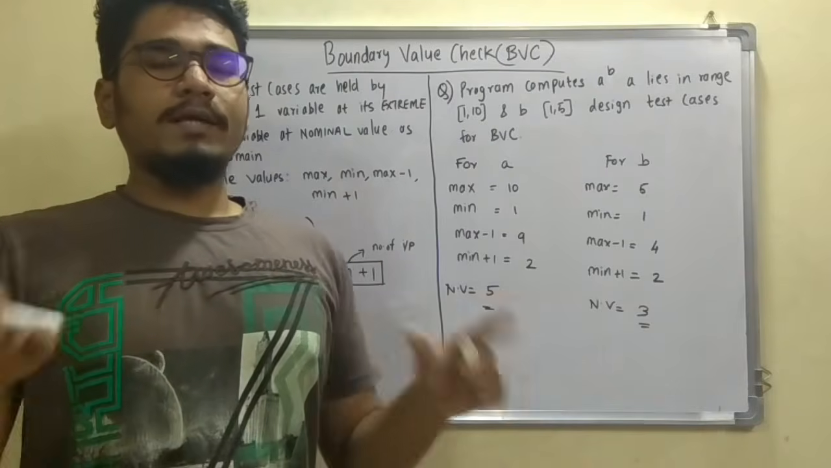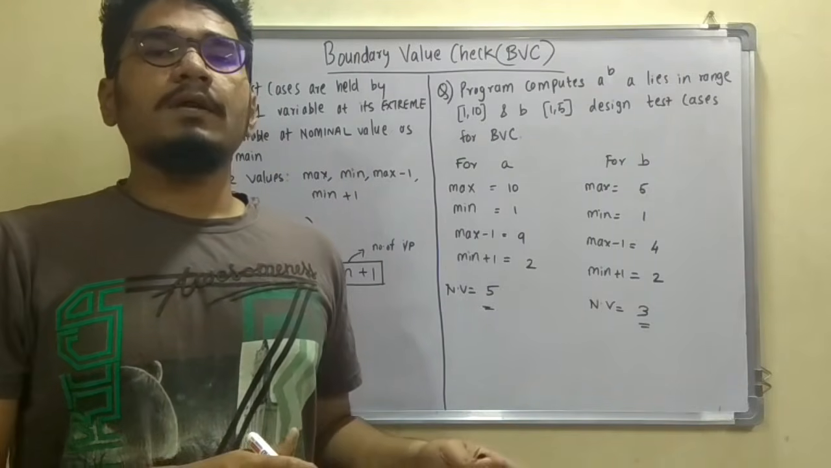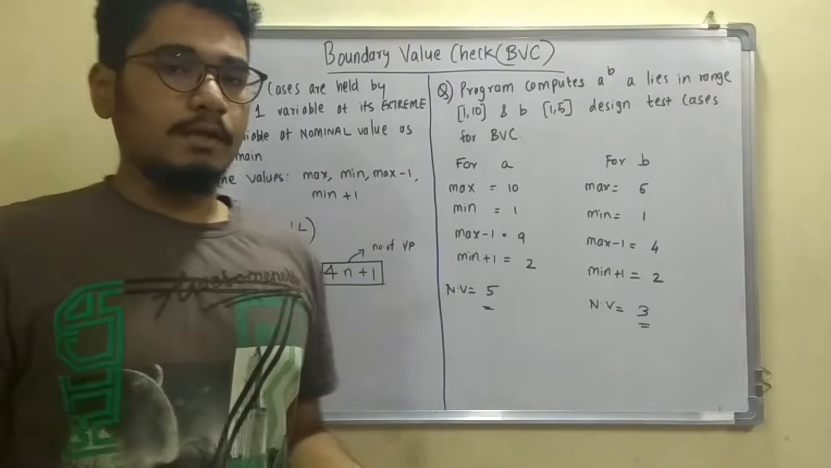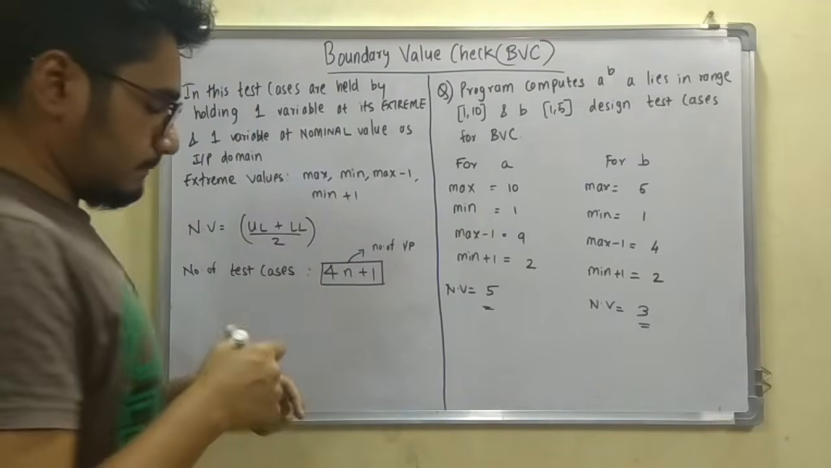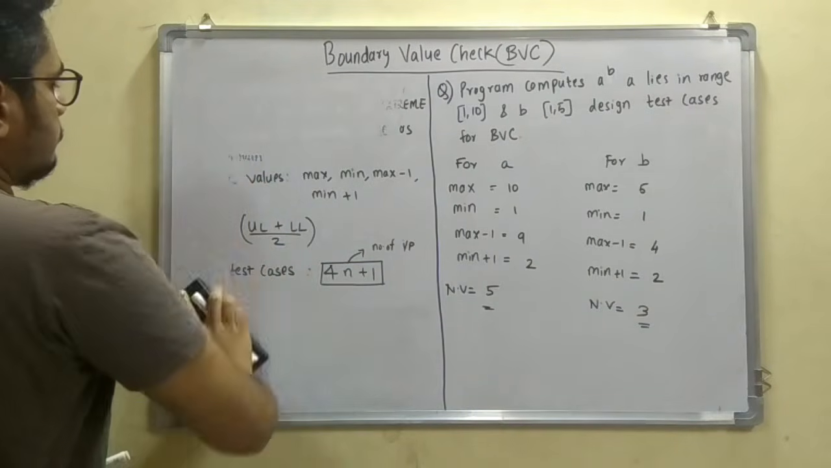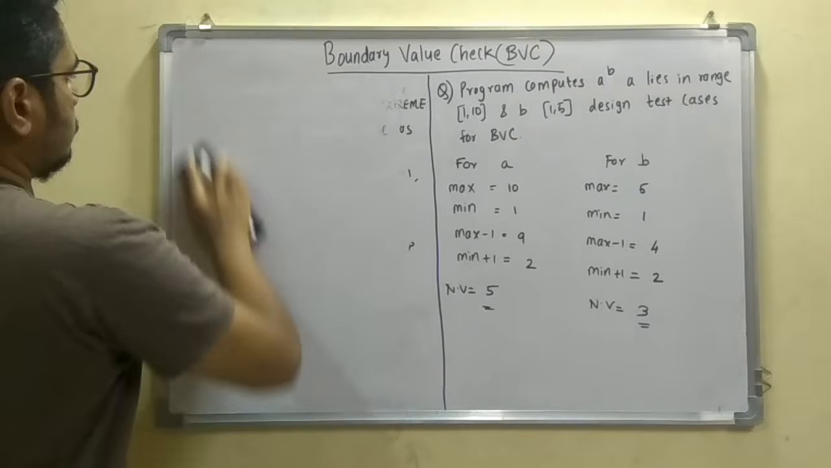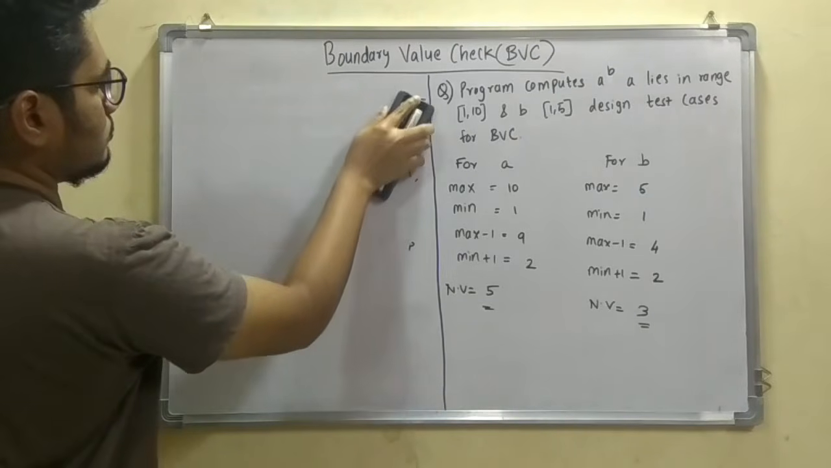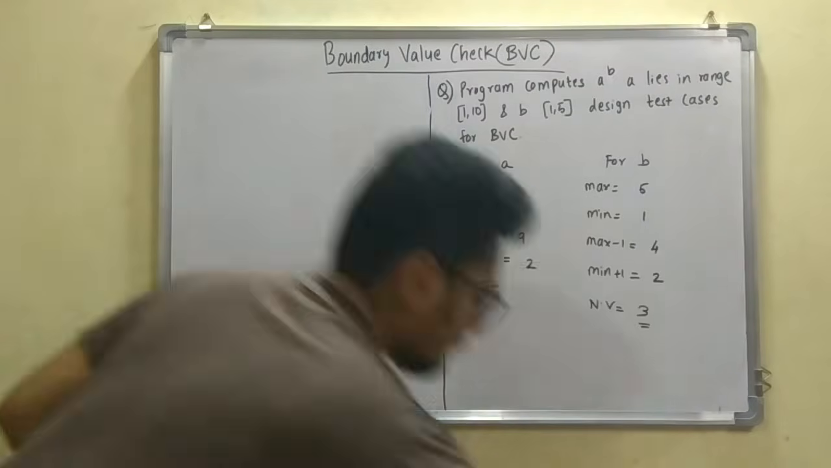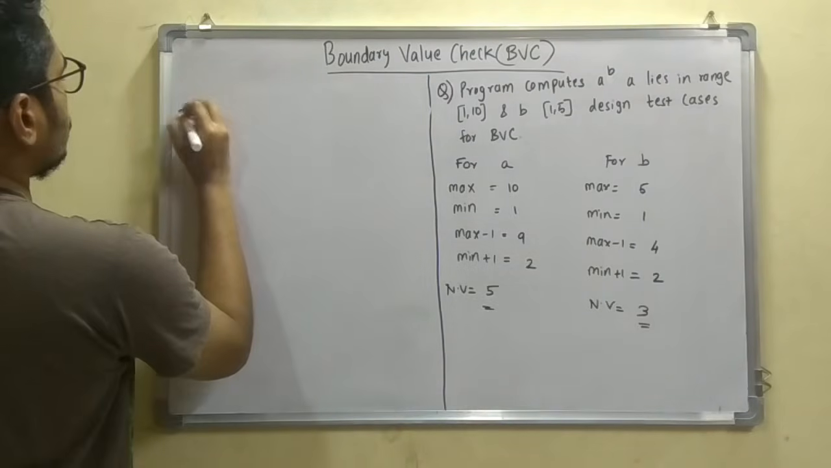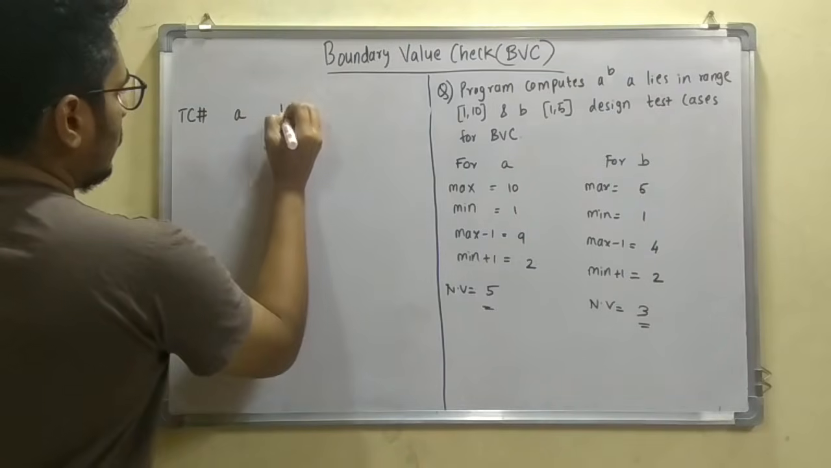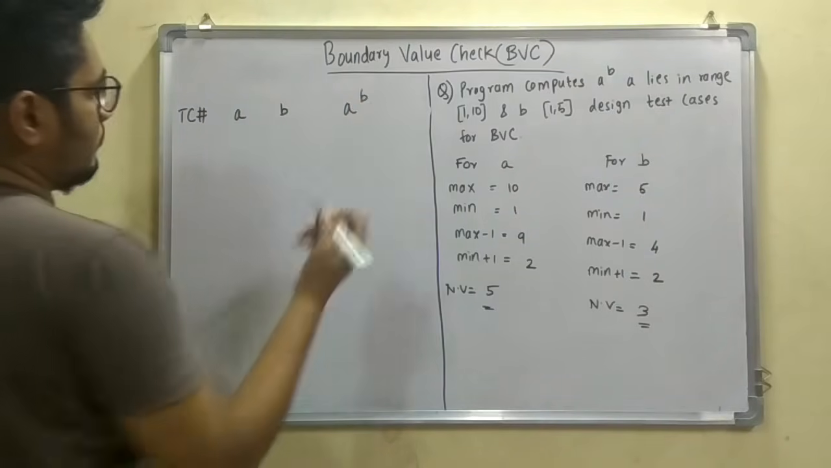Now we have to construct one table consisting of the test case number, the input A, the input B, and the final result that we will be calculating. So let us construct that table. First we have the test case number or the test case ID, the input A, input B, and the result A raised to B. Simple.